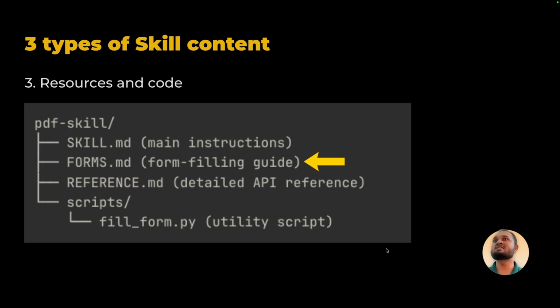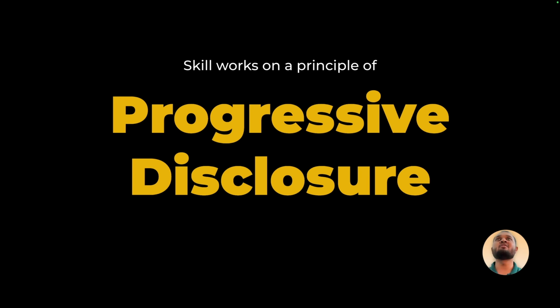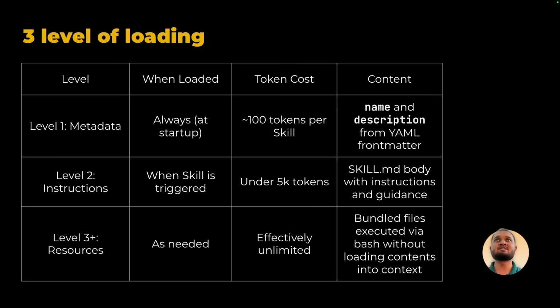Also, you can add scripts here. The important thing here is that the code of your script will not go into the context of the LLM. Your agent will run your code using bash and only give the output to the LLM, because skill works on the principle of progressive disclosure. Let's see what it is.